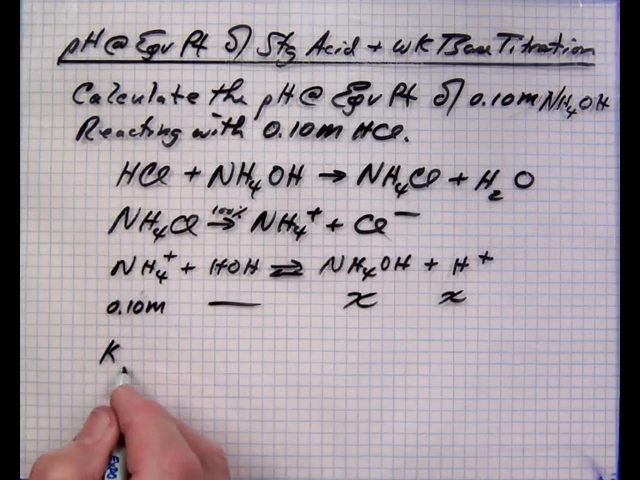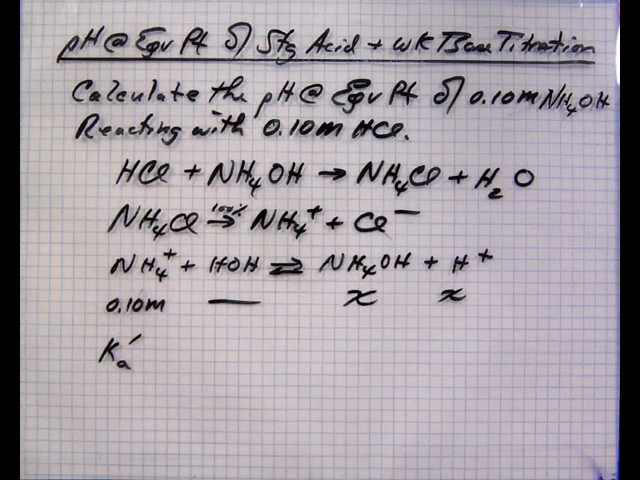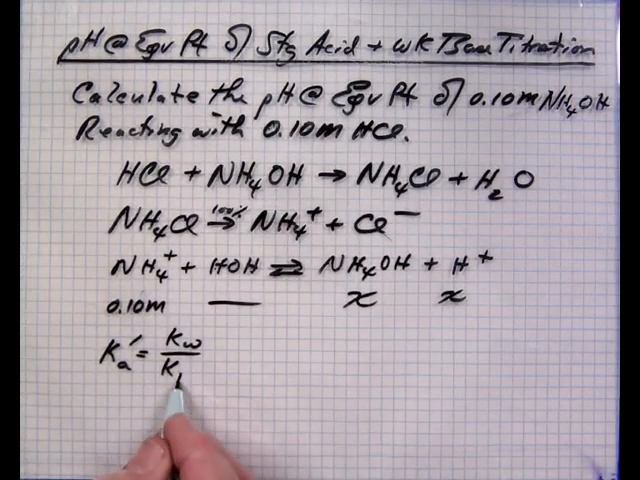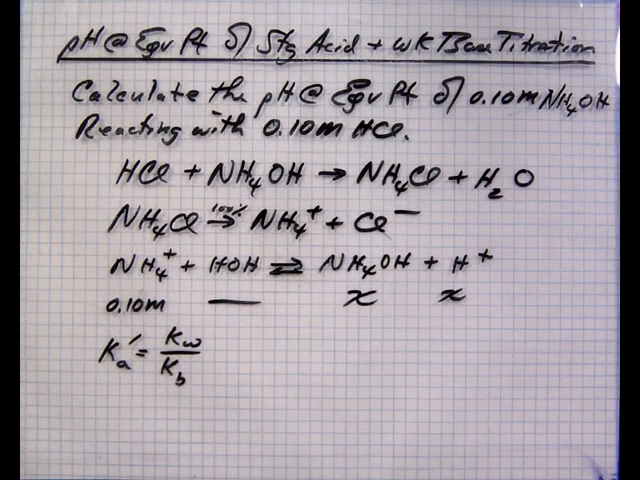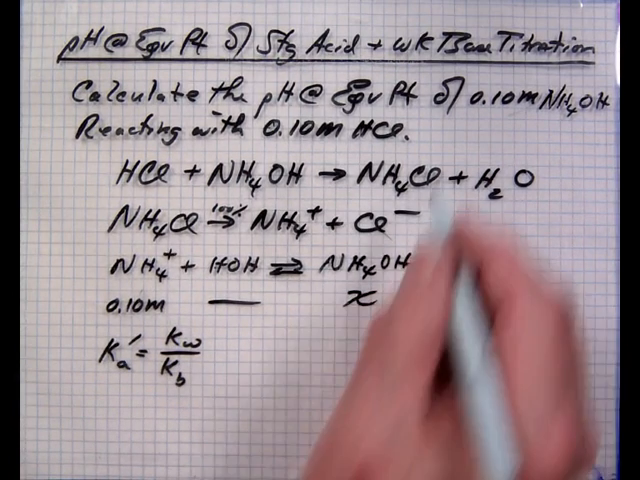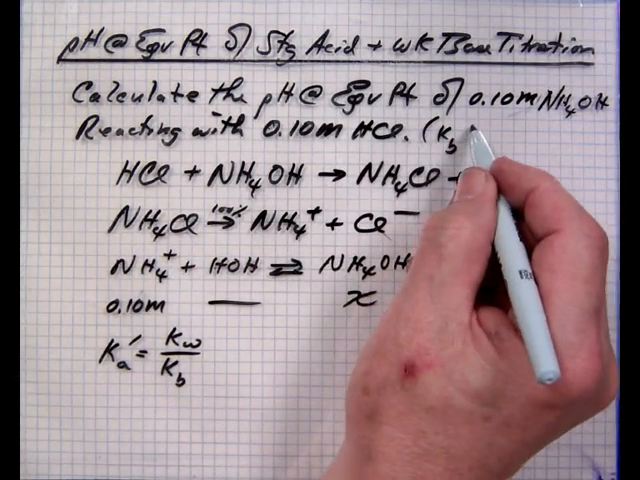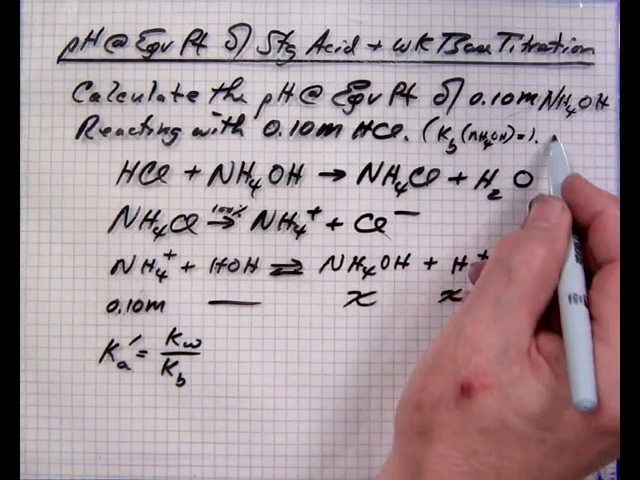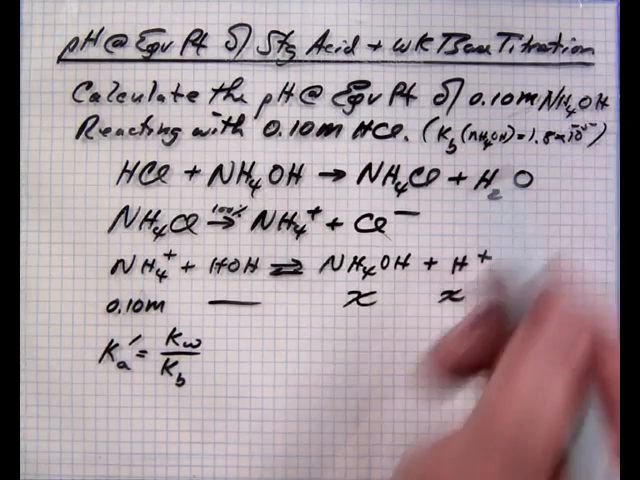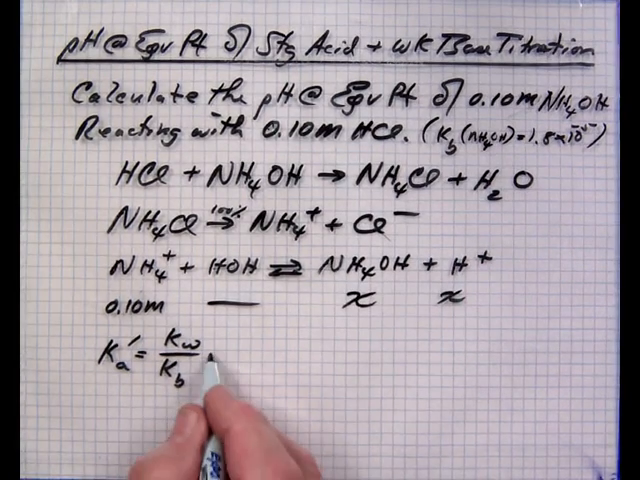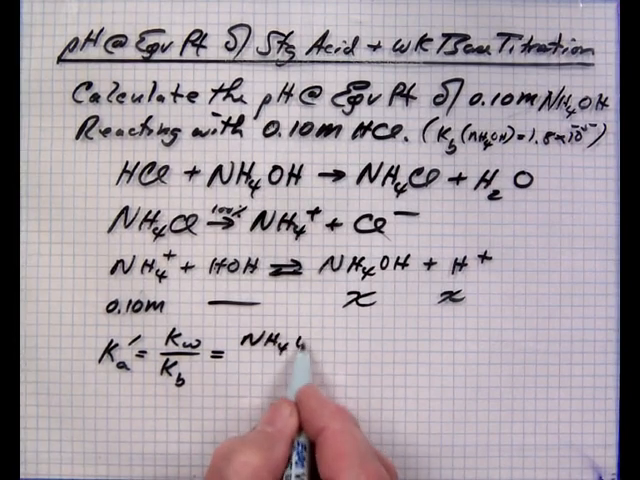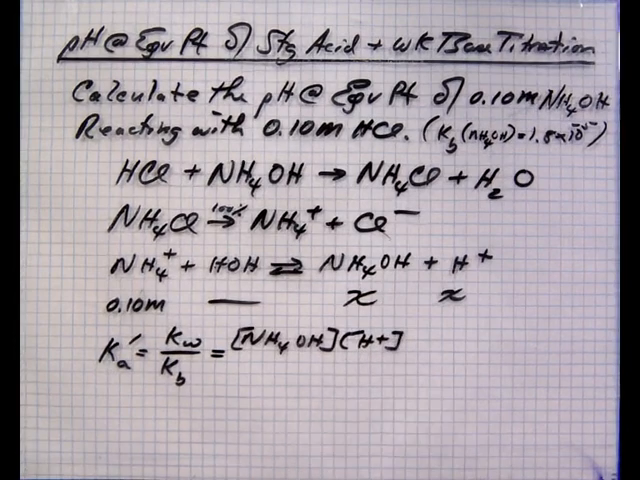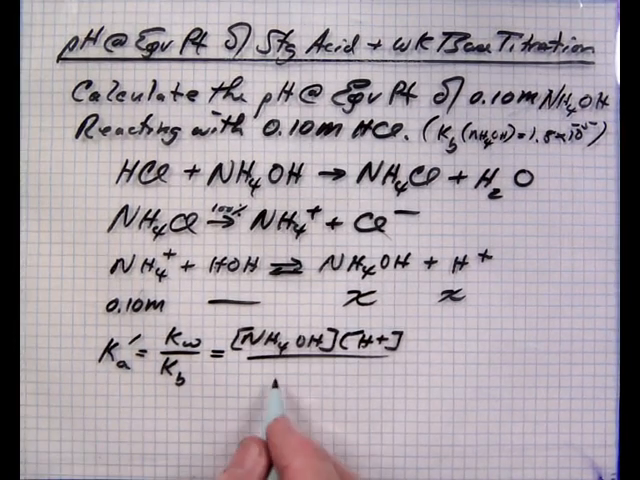So this is a Ka prime, but it is still calculated in the same way, if we know what the Kb of ammonium hydroxide is. Kb of ammonium hydroxide is equal to 1.8 times 10 to the minus 5. You can look it up. But anyway, that equals NH4OH, which would be that X, times the hydronium ion, which would be the other X, divided by the ammonium, or the salt concentration.